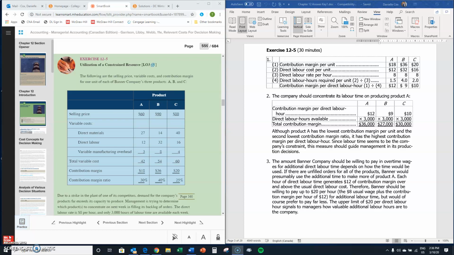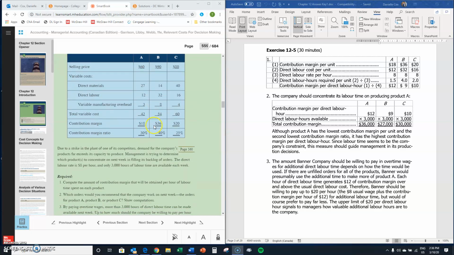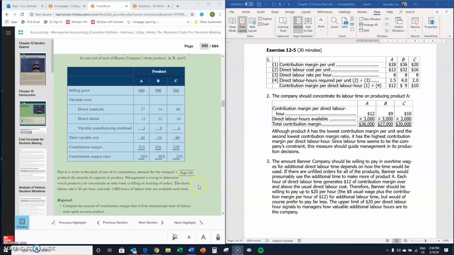Moving on to exercise 12-5, now we're looking at utilization of a constrained resource. So we're given information, selling price, variable cost, contribution margin of 3 different products. Due to a strike in the plant of one of its competitors, demand for the company's products far exceeds its capacity to produce. Management is trying to determine which products to concentrate on next week in filling its backlog of orders. The direct labor rate is $8 per hour and only 3,000 hours of labor time are available.